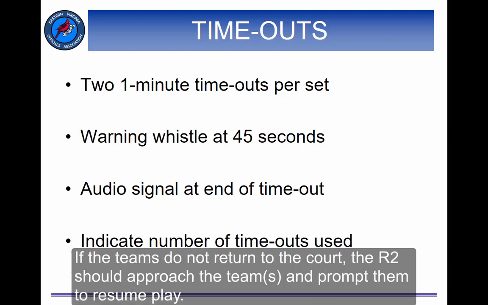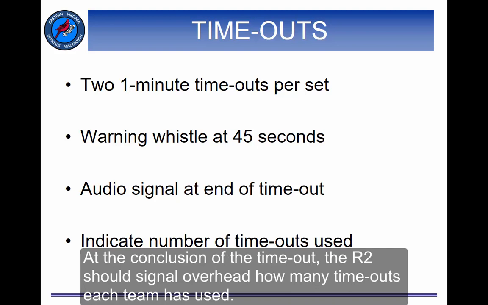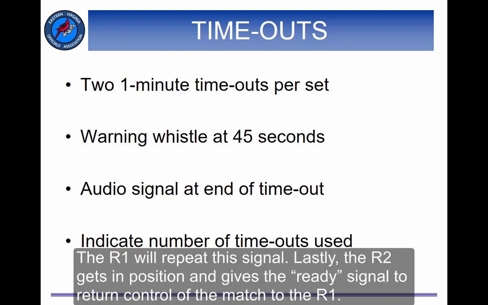If the teams do not return to the court, the R2 should approach the team or teams and prompt them to resume play. At the conclusion of the timeout, the R2 should signal overhead how many timeouts each team has used. The R1 will repeat this signal. Lastly, the R2 gets in position and gives the ready signal to return control of the match to the R1.